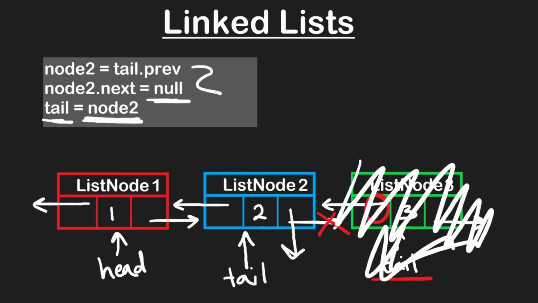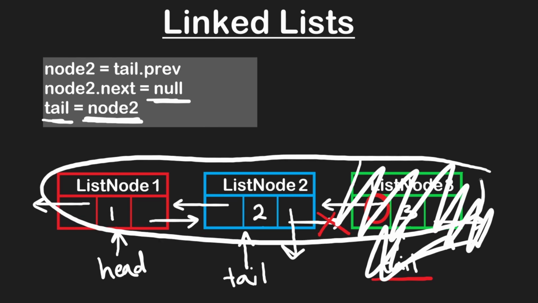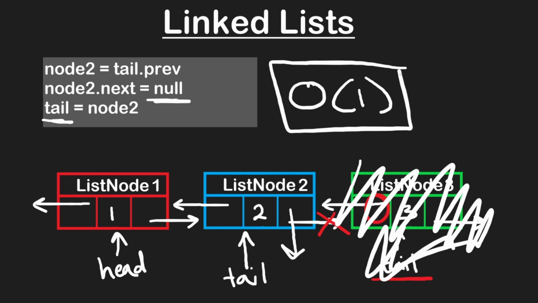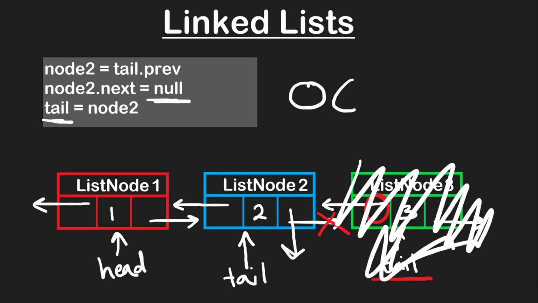By the way, we did a few operations, but we didn't have to loop through the entire linked list. Regardless of the size of the linked list, this delete last operation is always going to be the same. It's going to be a constant time operation. So with doubly linked lists, we can insert a value at the end and we can remove a value at the end. So we can do both of those in constant time.